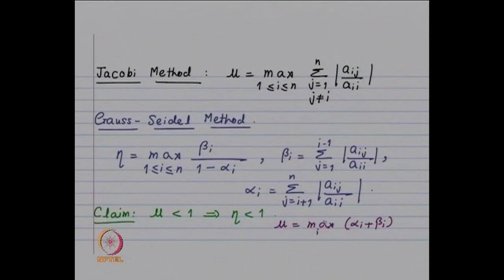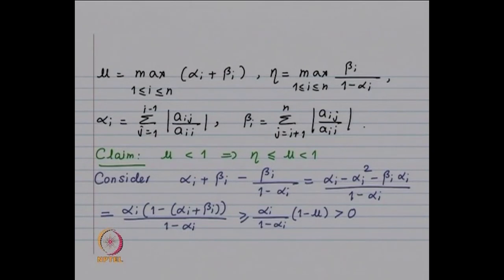I want you to observe that in beta I, you are taking summation j goes from 1 to I minus 1 of modulus of a I j by a I I. In alpha I, it is summation j equal to I plus 1 to n of modulus of a I j by a I I. If you look at alpha I plus beta I, it will be nothing but summation j goes from 1 to n, j not equal to I, of mod a I j by a I I. So, our mu is going to be equal to the maximum of alpha I plus beta I. So, eta is this maximum, mu is this maximum. What we will show is that alpha I plus beta I minus beta I upon 1 minus alpha I is bigger than or equal to 0, or we want to show that beta I upon 1 minus alpha I is less than or equal to alpha I plus beta I. And the proof is going to be straightforward.